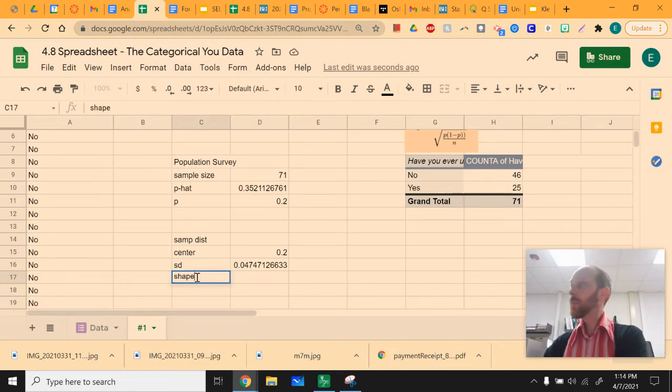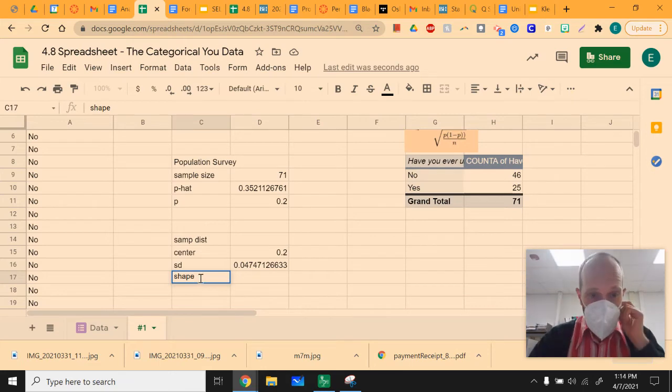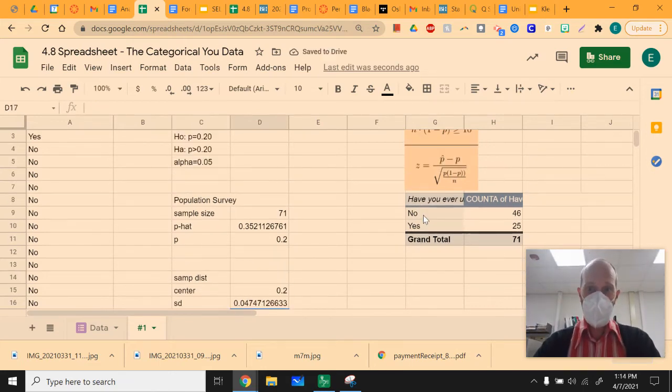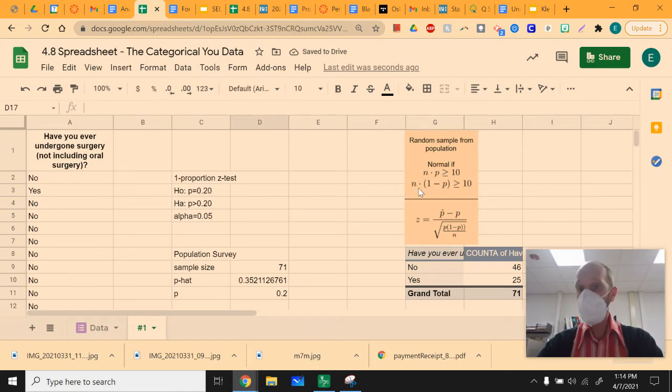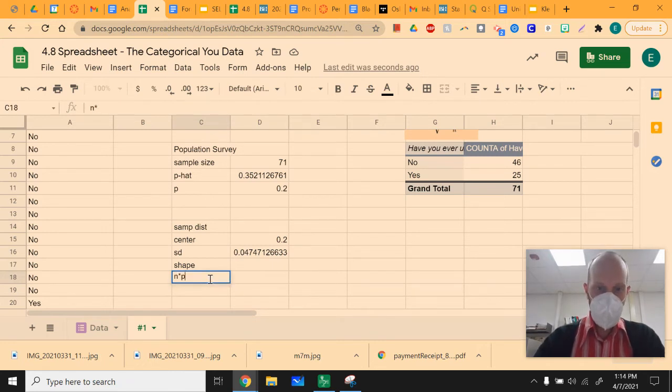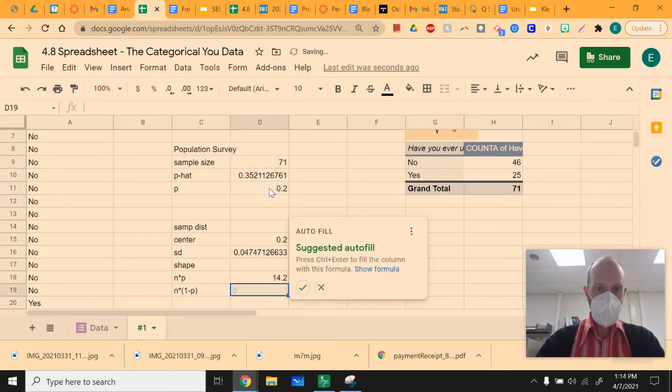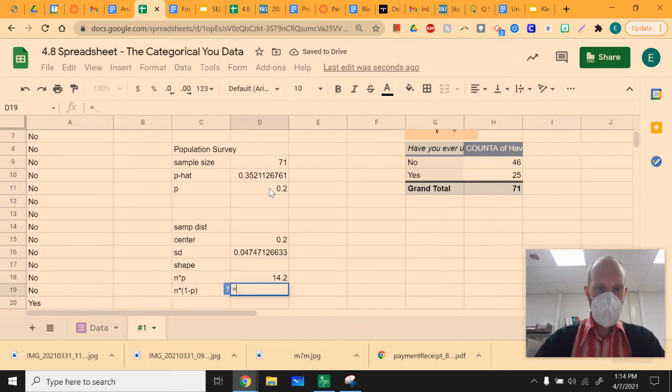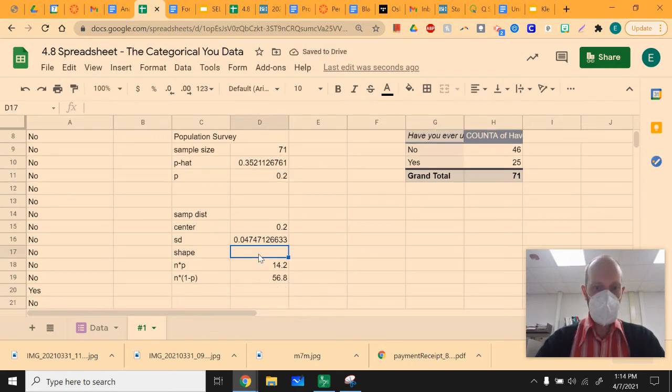Now for the shape, we want to check whether it is normal, and the conditions for normality are right here. N times p and n times 1 minus p both have to be at least 10. So I'm just going to do a quick check of n times p and n times 1 minus p. And let's see what happens here. N times p is 14.2. We're good to go. And n times 1 minus p is 6. So we can conclude that it is going to be normal. All right, so we've got our distribution.